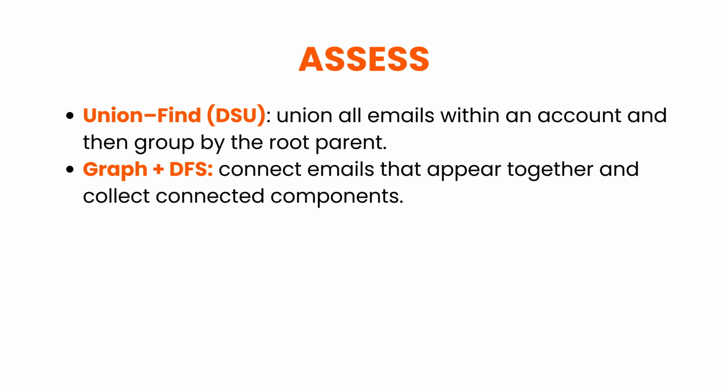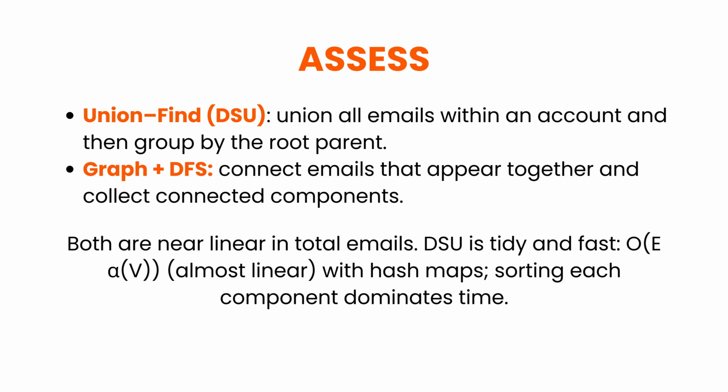Let's assess it. Two standard approaches. Union-Find, DSU. Union all emails within an account and then group by the root parent. Graph plus DFS. Connect emails that appear together and collect connected components. Both are near linear in total emails. DSU is tidy and fast. O(E alpha V), almost linear, with hash maps. Sorting each component dominates time.